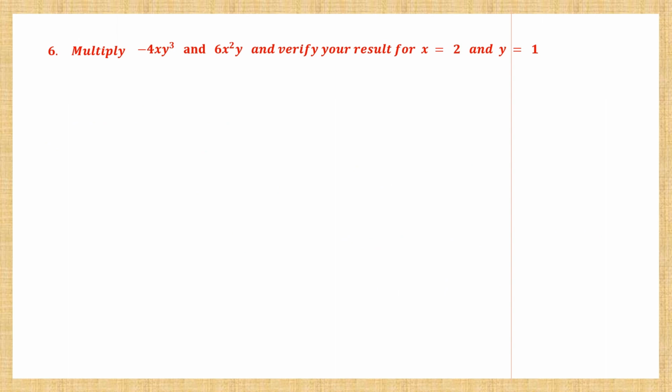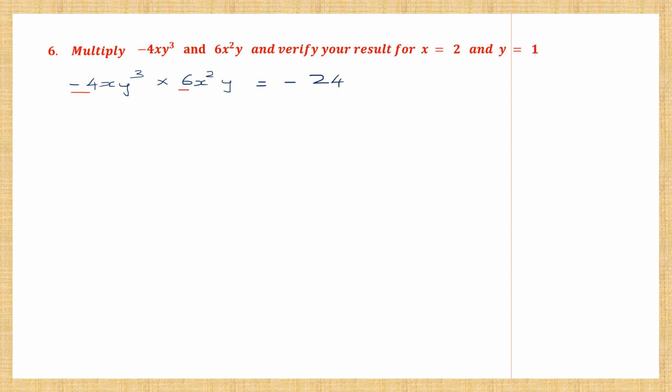Question 6. Multiply this monomial and this monomial and then verify your result. That means the answer that you get for x is equal to 2 and y is equal to 1. So this is how we do it. First we multiply these two. So let's do that multiplication first. So that is minus 4xy cubed into 6x square y. So as you know, the first thing we do is multiply the numerical coefficients. Minus 4 into 6. The sign is minus. 4 6s are 24.